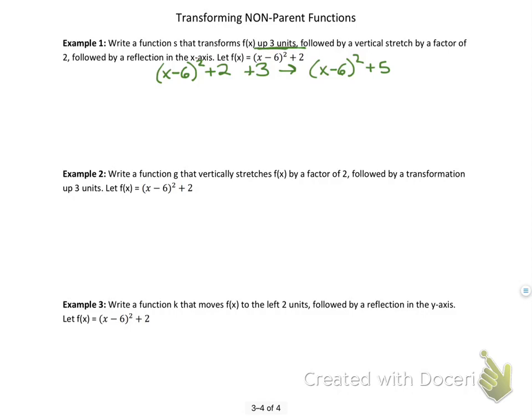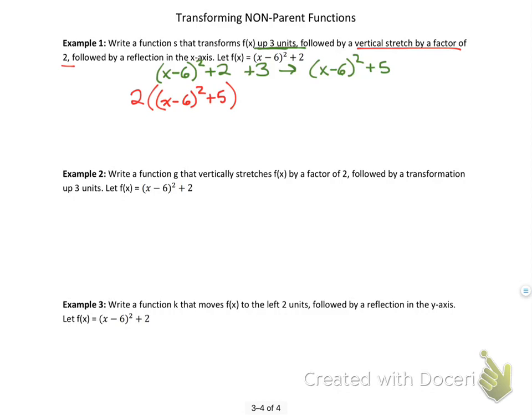It's followed by a vertical stretch by a factor of 2. So we have to take this whole thing and stretch it by 2, which means we put the whole thing in parentheses. So let's write the whole thing out again. So we have (x minus 6) squared plus 5, right? That's what we had before. We're putting it in parentheses and multiplying it by 2 because the vertical stretch goes out front, which means we have to apply it to everything on the outside.